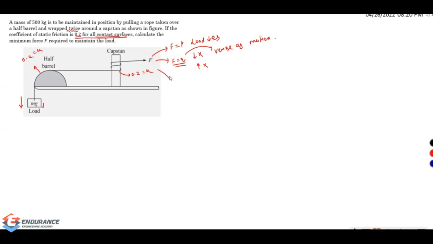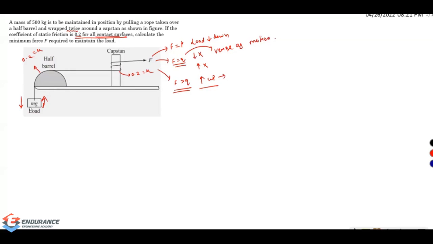Now, any force which is going to be greater than Q, then this load is going to move up. That is, if F is greater than Q, then the load is going to move up. So there will be motion, such that the load will be moving up.